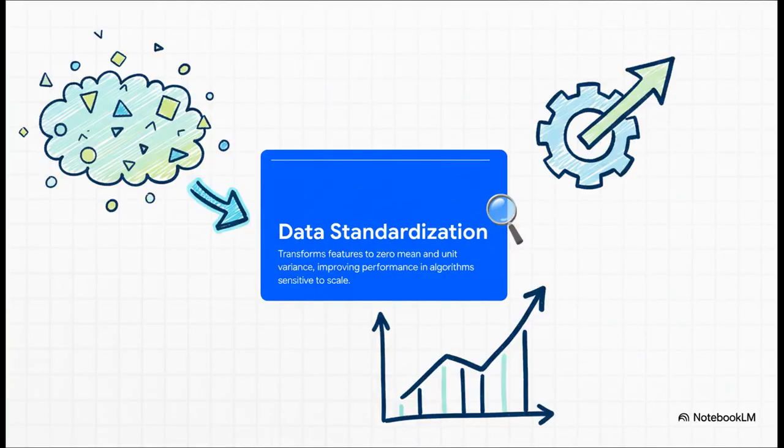Okay, so imagine you're looking at data about houses. You've got the price in hundreds of thousands of dollars, and then you've got the size in square feet. Those numbers are on completely different planets. An algorithm might get confused and think price is way more important just because the number is bigger. Standardization fixes that. It puts everything on the same scale, so we're finally comparing apples to apples.